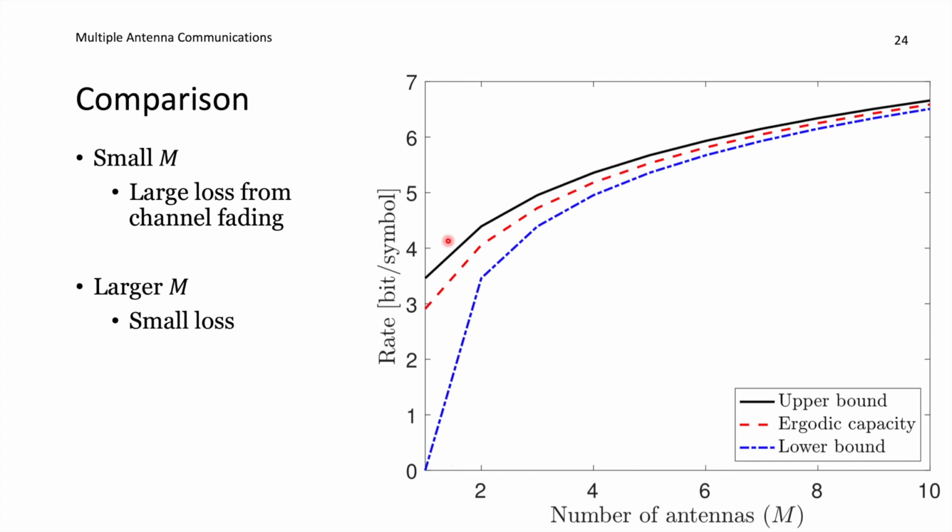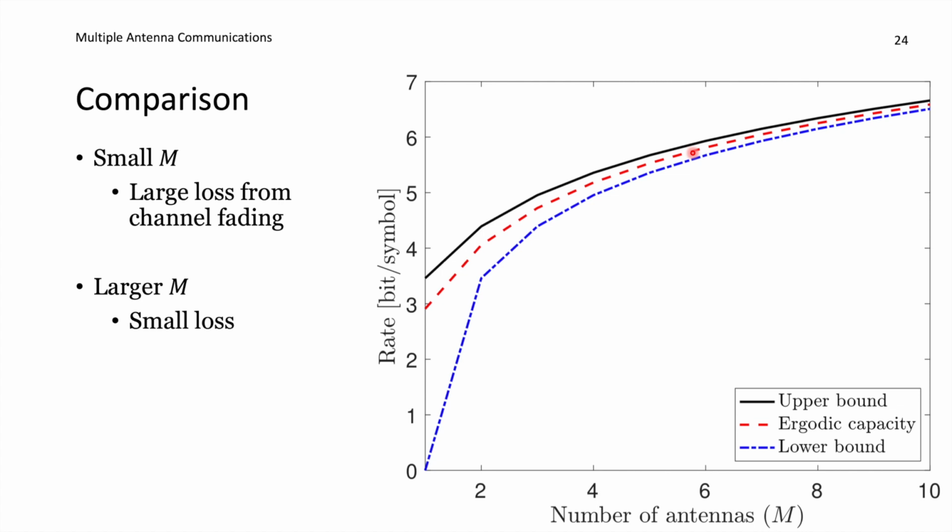And we see that when we have few antennas, there is a big gap between the lower and the upper bound, and the ergodic capacity is actually closer to the upper bound, but there is a gap. So there is a loss from having channel fading, just as before. And it could be around 0.83 bit per symbol, for example, at high SNR. But as we are adding more antennas, we see that the lower and upper bound gets closer and closer together, and then the ergodic capacity becomes even closer to the upper bound, which shows that the loss from having a fading channel becomes rather small when we have many antennas.